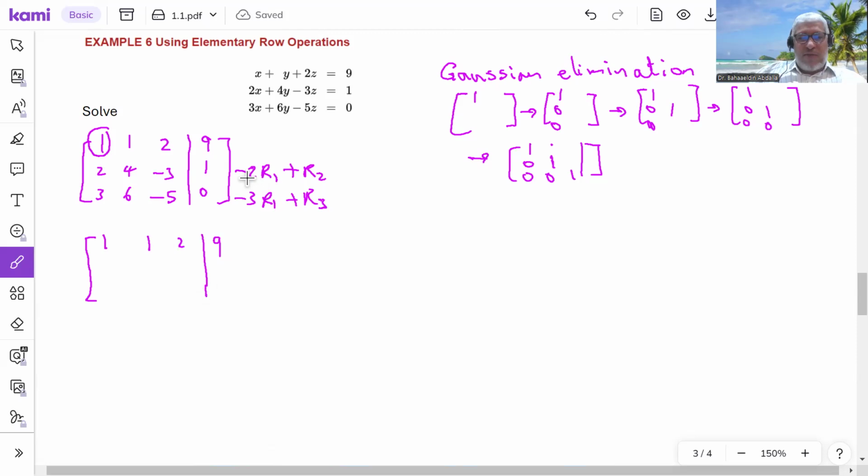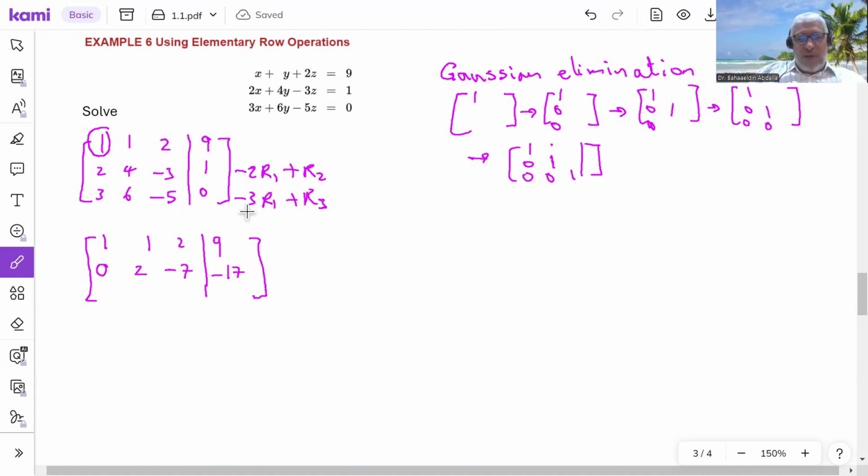So -2 times 1 is -2 plus 2, that's 0. -2 times 1 is -2 plus 4, that's 2. -2 times 2 is -4 plus -3, that's -7. -2 times 9 is -18 plus 1, that's -17. So this is row 2.